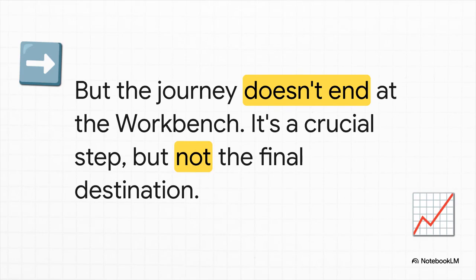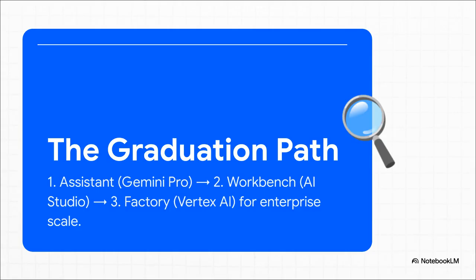And that right there hints at something really important. This isn't just a random choice between two different tools. This is actually a very deliberate developer journey that's been laid out. The workbench is a super important stop, but for many, it's not the end of the line. Think of it like a graduation path. You start with the assistant to make your daily coding life better. Then, when you're ready to build something new, you move to the workbench to prototype and experiment. And finally, when you're ready to go big, to go into production with all the security, the MLOps, the whole shebang, you graduate to the factory, Vertex AI. And that makes AI Studio that absolutely critical bridge between a cool idea and a real production-ready application.